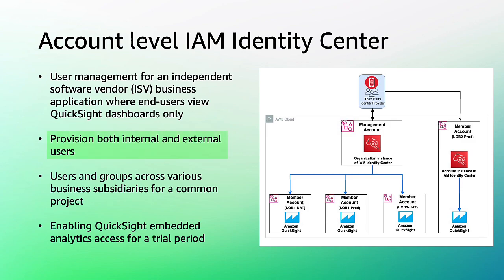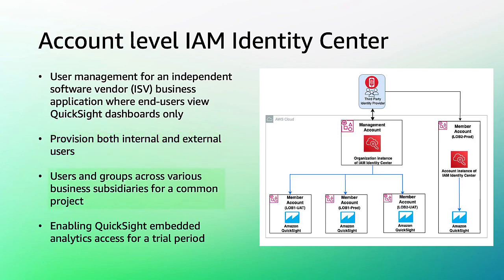The second scenario is in which you have to enable access to QuickSight dashboard to both internal and external users. For example, if you have a sales compensation QuickSight dashboard that is used by both your internal employees in the sales department as well as external users like sales managers in your channel partner organization. So you can create those users in account level identity center instance and enable them seamless access to QuickSight and your application.